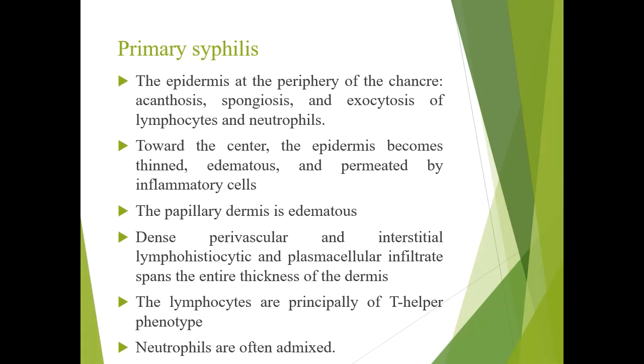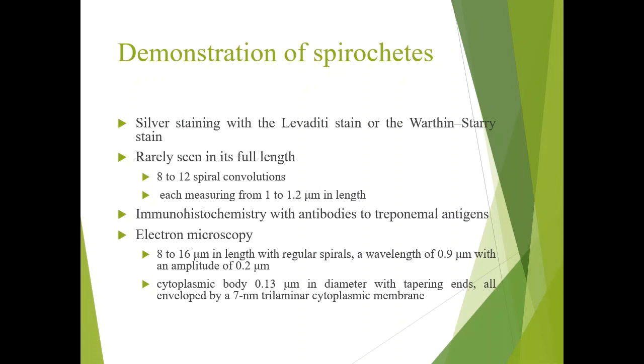Demonstration of spirochetes: silver stains like Warthin-Starry stain and Levaditi stain are used. The spirochetes are rarely seen in their full length, which is 8 to 12 spiral convolutions, each measuring from 1 to 1.2 microns in length. IHC with antibodies to treponemal antigens also helps.